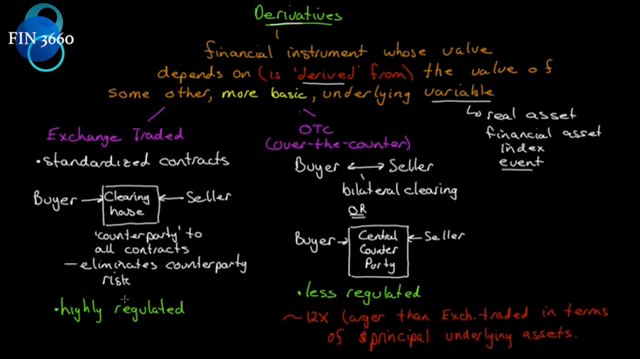On OTC, the transaction is between a buyer and a seller. This is called bilateral clearing. But as we can see here, if the buyer wins big and the seller loses, if the seller is unable to pay, the buyer hasn't really won anything, have they?